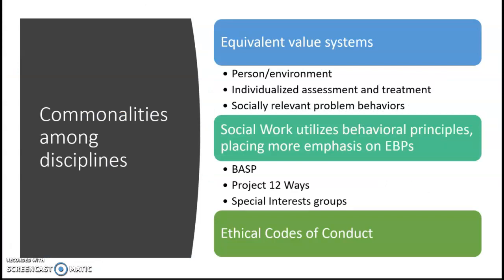Now, it's important to identify commonalities between the two disciplines of ABA and social work. First off, they share some common value systems that can be built upon for interdisciplinary practice. These include the focus of each discipline on the person in the environment, as I mentioned earlier, individualized assessment and treatment methods, and the emphasis on socially relevant problem behaviors.